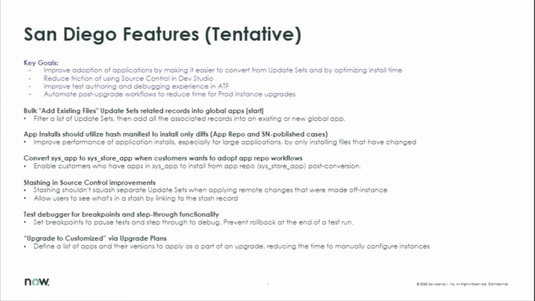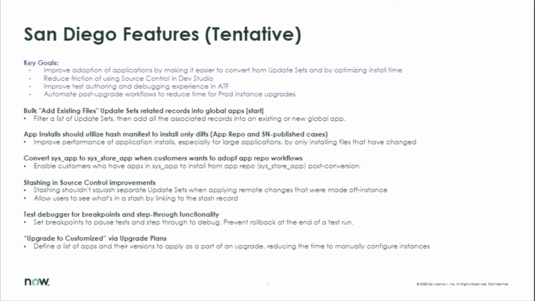Coming up in San Diego, now that we have parity with update sets in terms of what types of customizations you can cover now with applications linked to source control, we want to make it easier to take all of your customizations and put them into applications, as well as for you to work with, especially very large size applications. So we're going to be starting work to improve how you can add global records to global apps instead of having to pick one update set at a time like I just showed you and add existing files. We want to allow you to filter down to a list of update sets and just add all of those records into a global app.